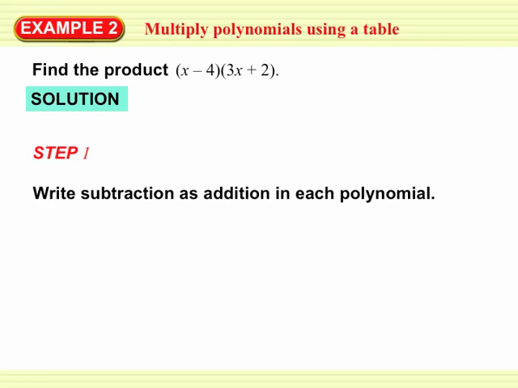First, change any subtraction to plus a negative in each polynomial. This will help us keep track of the signs in our problem. So we're going to change x minus 4 to x plus negative 4. I do recommend this as it helps you make sure that the negative signs stay associated with the correct terms.